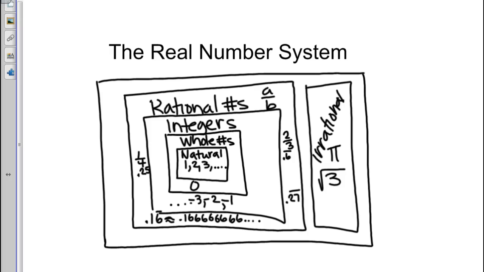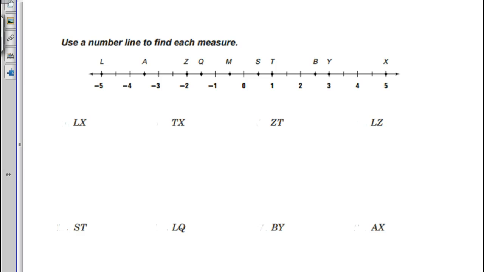We will stay in the area of rational numbers. We will not talk about irrational numbers for a while. All right, so let's use the number line to find the measure. So we are going from L to X. From L to X. How many spaces would that be?